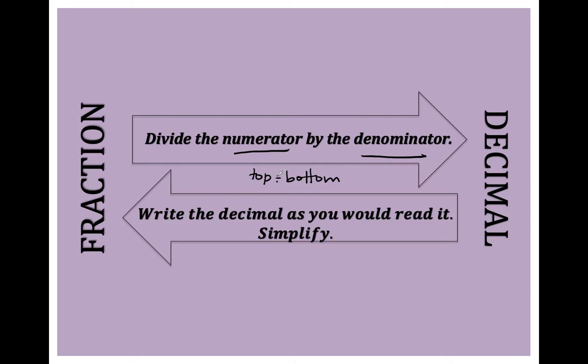A lot of fractions are less than 1, which means that the top number is smaller than the bottom number, and when you divide them, you'll get a decimal less than 1, and that's okay. So let's try a few examples.